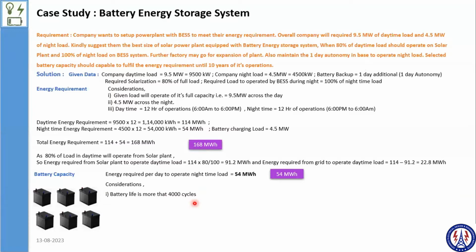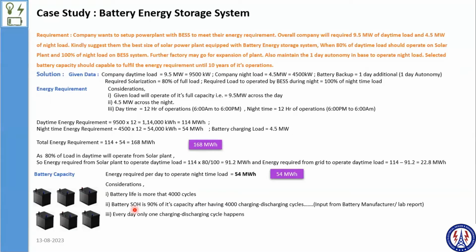Are you getting this? Yes, sir. Now, after 10 years, you need to consider the factor of SOH. Battery SOH is 90% of its capacity after 4,000 charging-discharging cycles, the input coming from your battery manufacturer's lab report. After 10 years, the manufacturer says the battery will reduce its health from 100% to 90% only. So you need to consider that factor on the first day when planning the battery capacity.